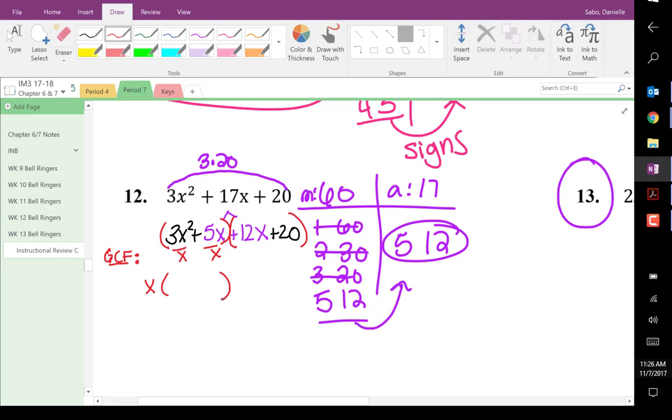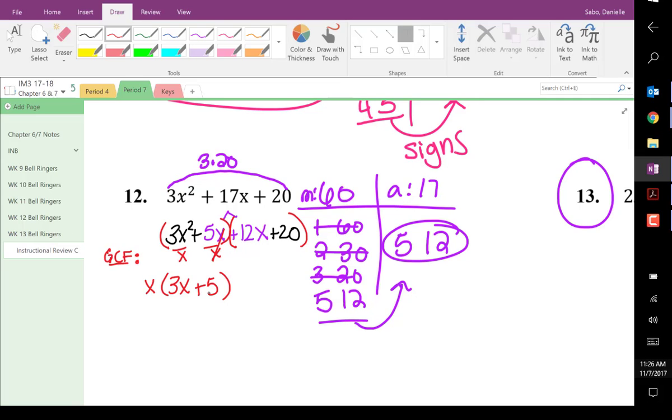What is 3x squared divided by X? 3x. Very good. What is 5x divided by X? 5. Just 5 because the x's cancel, right? Do you have questions on that step? I want to make sure that, again, this is the hardest problem on the whole test, in my opinion. So if there's something to ask, please ask now so I can explain it. I'd be more than happy to.